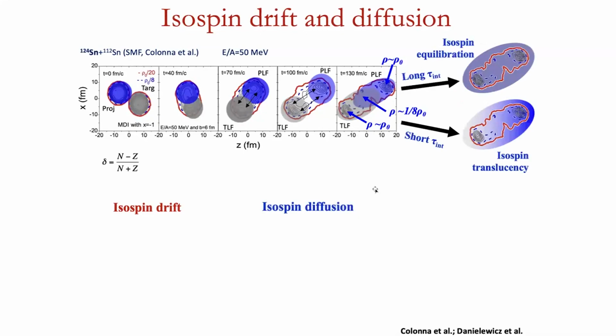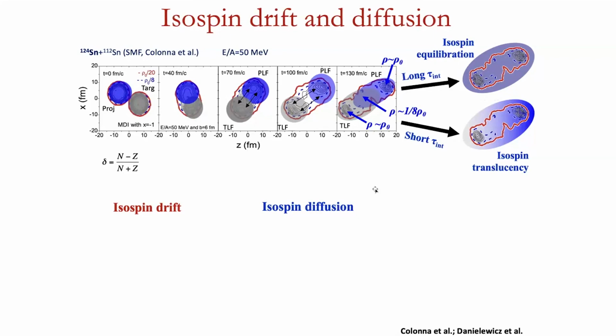The other effect is when you change the N over Z. So now you make a collision, for example, tin-124 on tin-112. So they have different numbers of neutrons and protons. During the collision, together with isospin drift, you have another phenomenon, which is the diffusion of neutrons and protons between these two nuclei. And during the collision, they would like to reestablish a kind of uniform distribution of neutrons and protons all over the system. But of course, the system will break up before this process occurs.